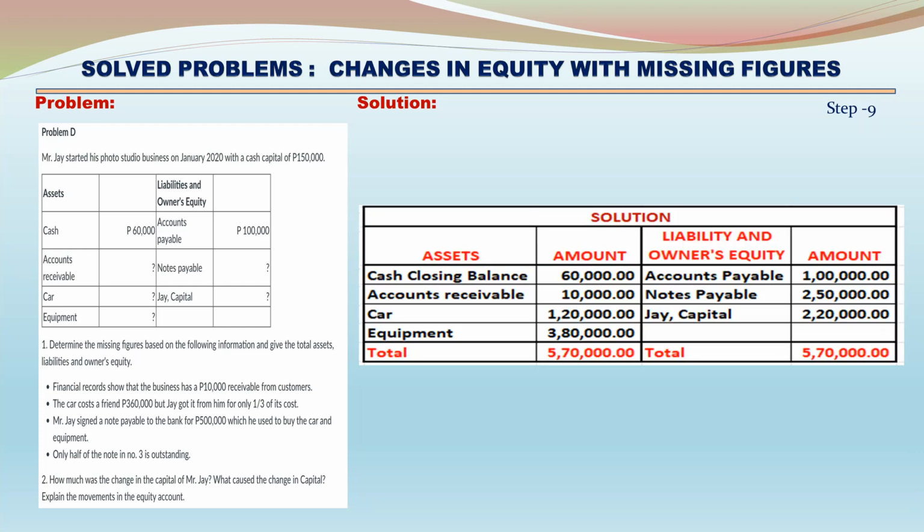Solution. Assets. Cash closing balance 60,000. Accounts receivable 10,000. Car 120,000. Equipment 380,000, total assets 570,000. On the liability side, accounts payable 100,000, notes payable 250,000, J's capital 220,000, total liabilities and J's capital 570,000.